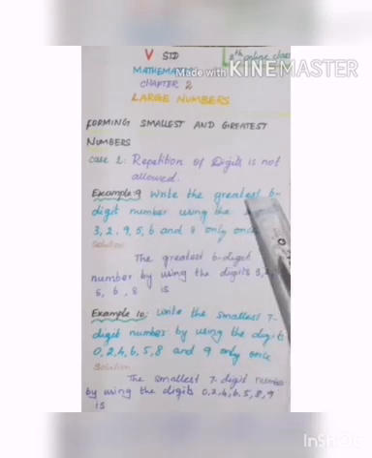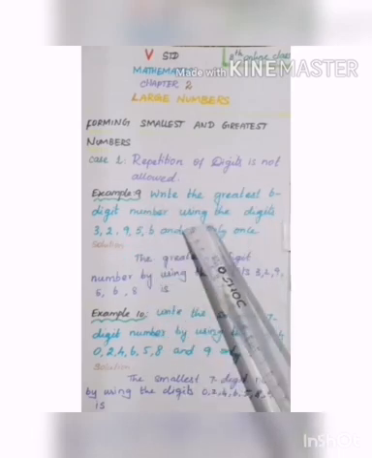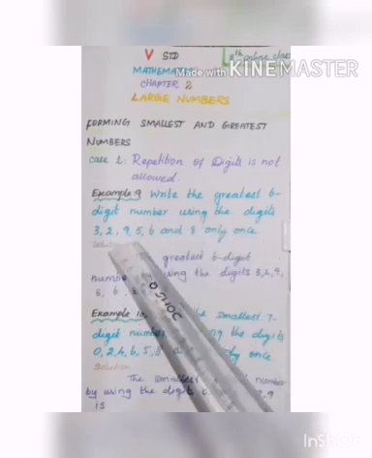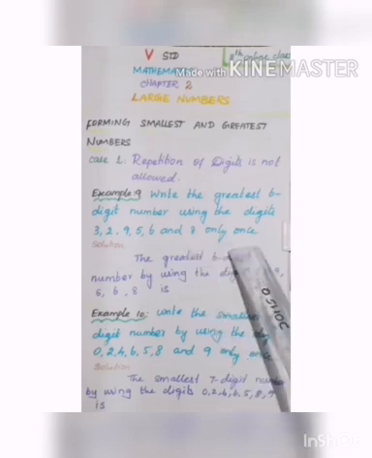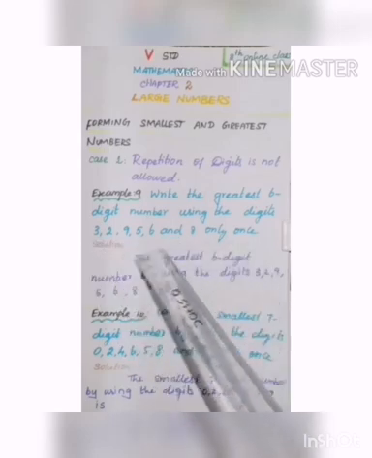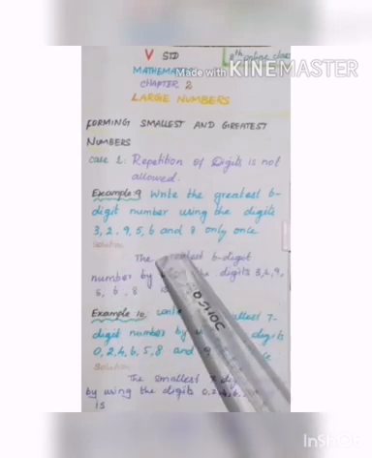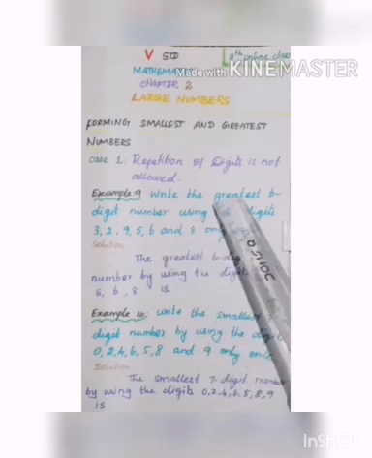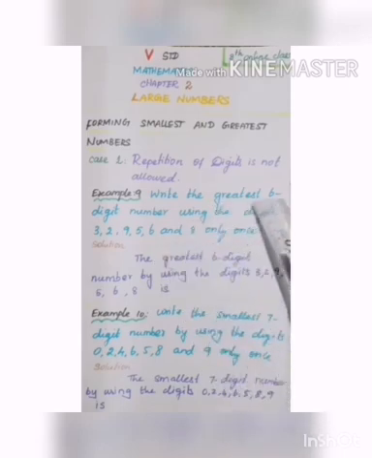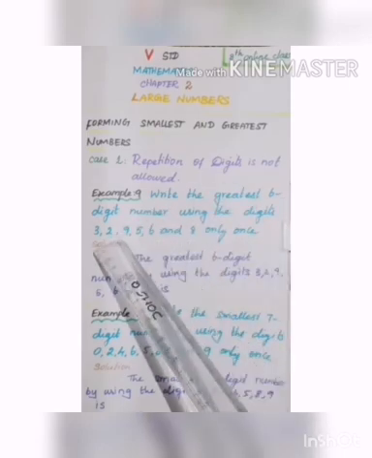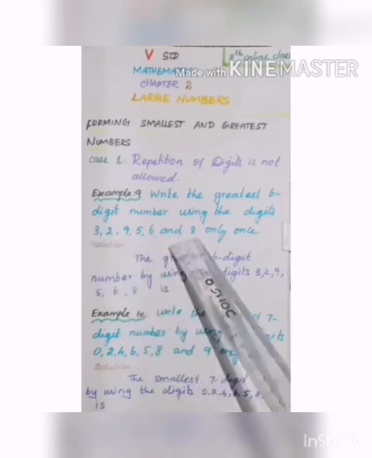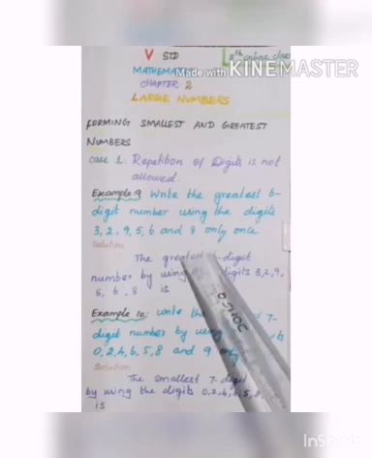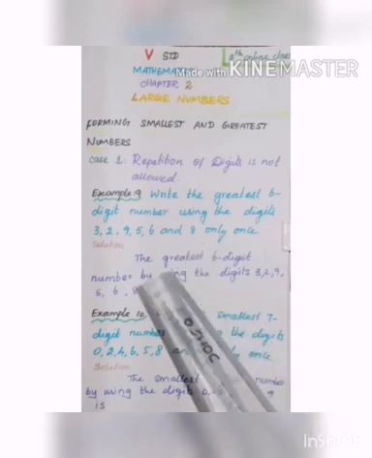Write the greatest 6-digit number using the digits 3, 2, 9, 5, 6 and 8 only once. Only once means you have to use each digit one time only. Okay, first of all, what is given here? Greatest 6-digit number. Here you have 6 digits. Check it: 1, 2, 3, 4, 5, 6. Yeah, we have 6 digits. So write the number directly.